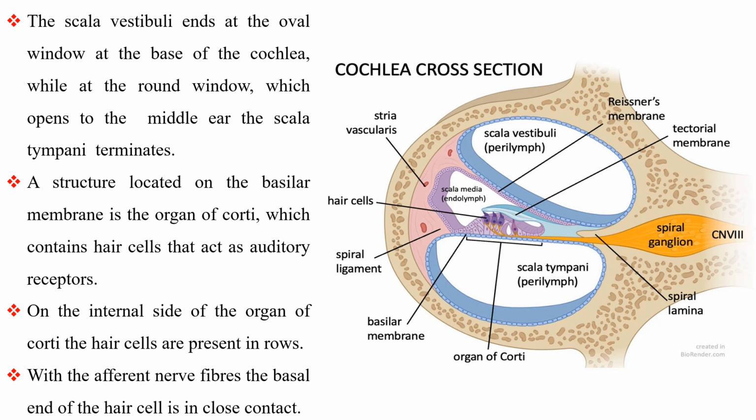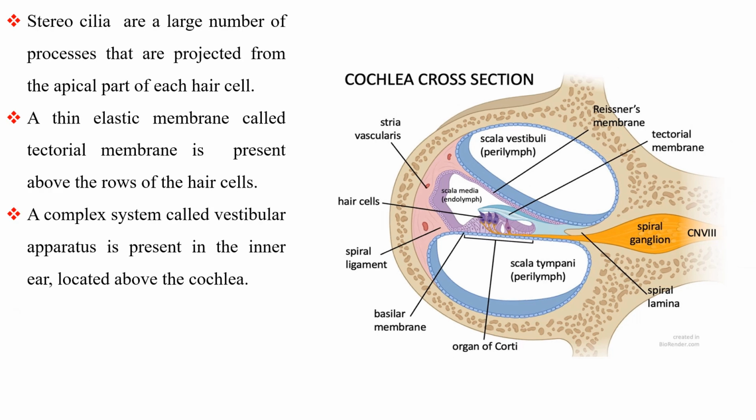The structure located on the basilar membrane is the organ of Corti, which contains hair cells that act as auditory receptors. On the internal side of the organ of Corti, the hair cells are present in rows. With the afferent nerve fibers, the basal end of the hair cell is in close contact. Stereocilia are a large number of processes that are projected from the apical part of each hair cell. A thin elastic membrane called tectorial membrane is present above the rows of the hair cells.